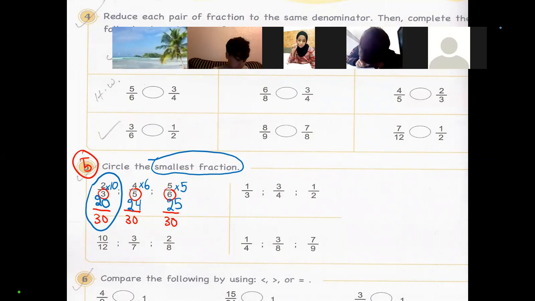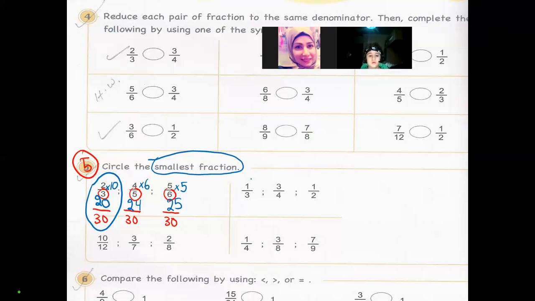Yes, teacher. When we multiply, we're just fixing them. Yes, Jawad, are you here? Teacher, Jawad Shamsuddin. Yes, I am here.